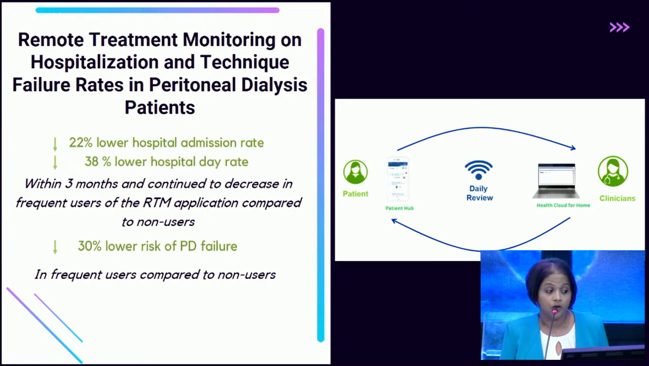What we observed here was that the frequent users of the remote treatment monitoring application had 22% lower hospital admission rate and 38% lower hospital days rate compared to non-users of the application, and it continued to decrease. 30% of the frequent users also had lower risk of PD failure compared to the non-users. The reason this study is important is because when patients are more proactive and engaged in taking care of themselves using such remote treatment monitoring applications, and those who are engaged with their clinicians are likely to have better clinical outcomes.